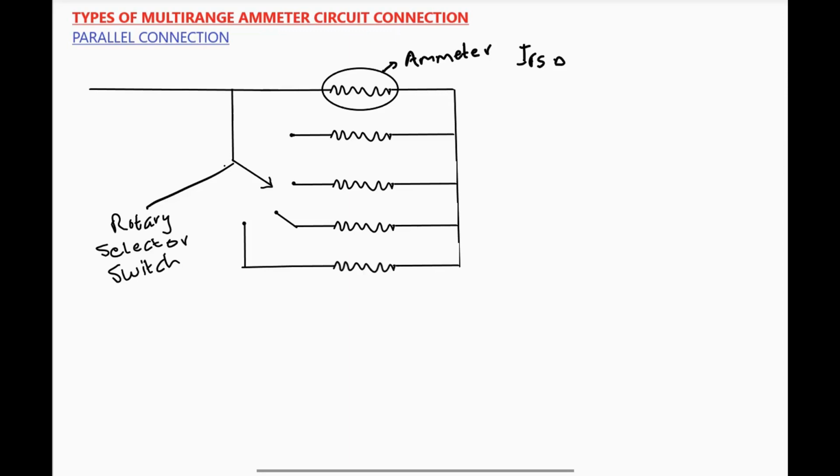So in parallel connection, the resistors are put in such a way that there is a rotary selector switch in which there are ranges for each of the resistors. I'm going to be describing this parallel connection by using an example.